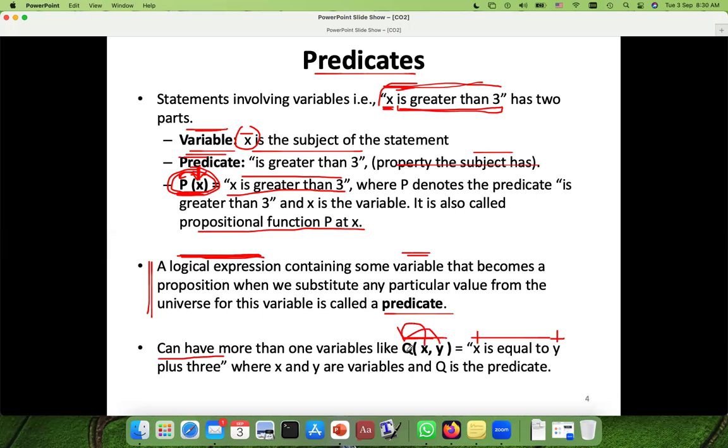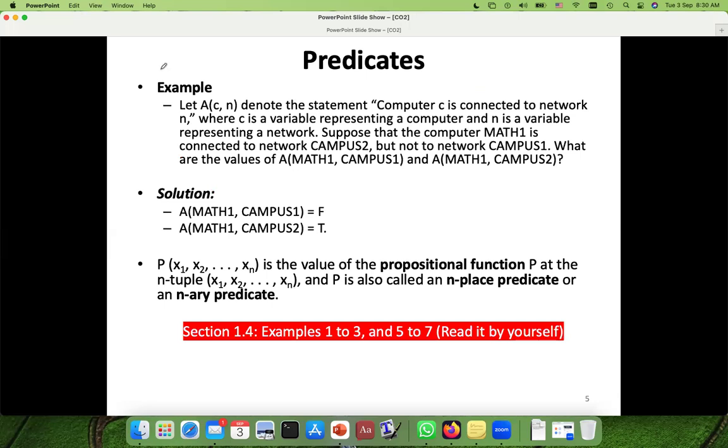This Q is a predicate, okay? So this capital one is the predicate and these small ones are the variables. So this is just an example that you can use one variable or two variables. Actually, any number of variables up to n. You will see this definition again. So now let's see this example. Here the question is lengthy, but the solution is within 2 lines.